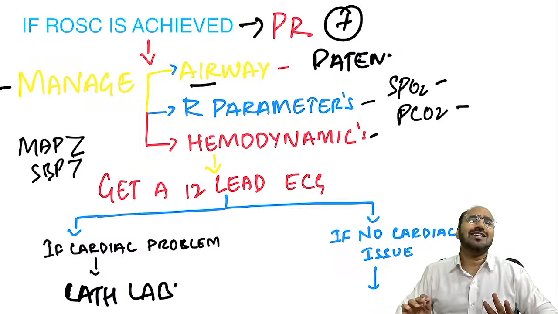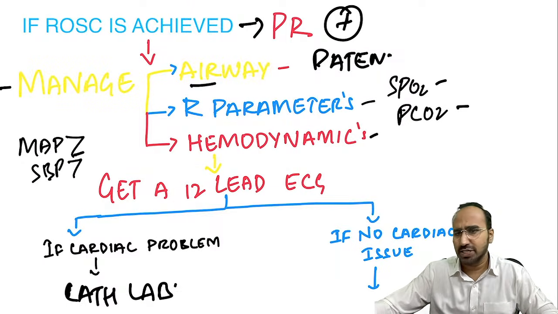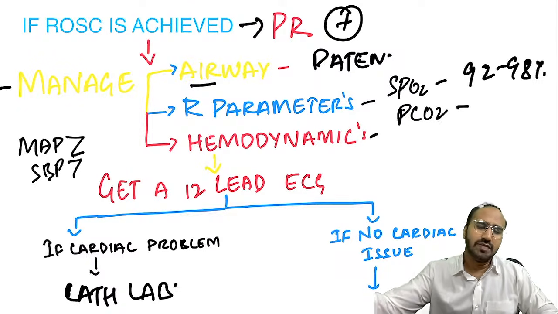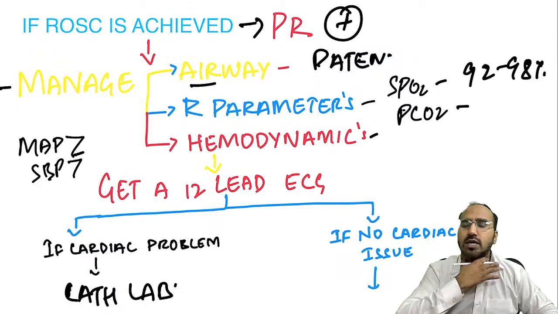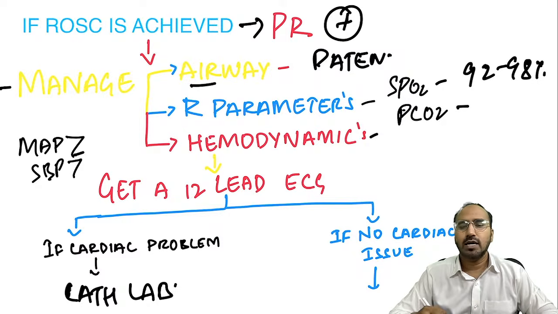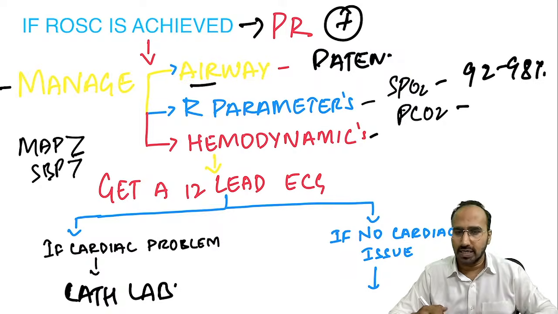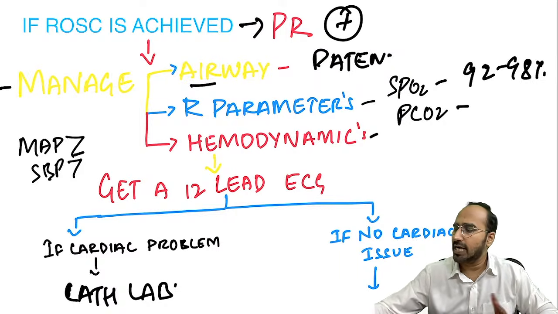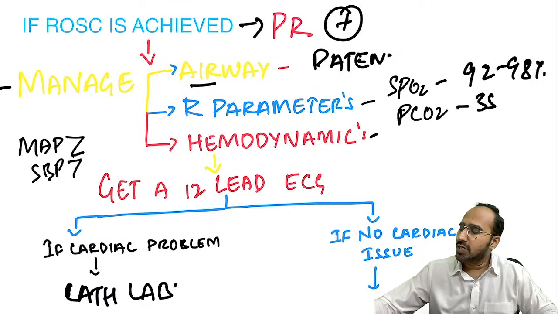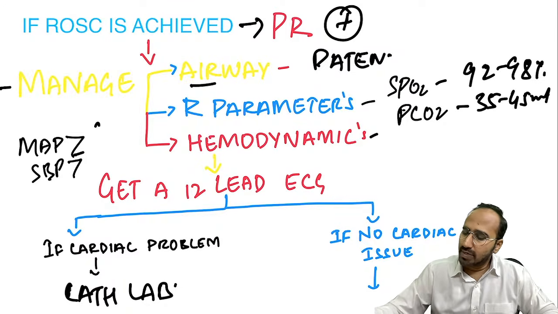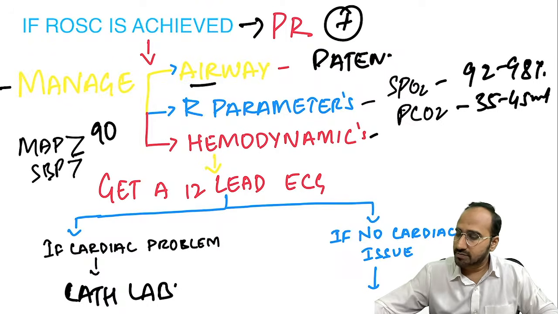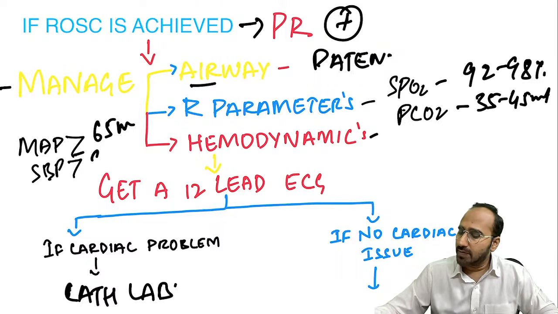What you need to do? You just have to maintain the airway of the patient, that is, maintain the saturation of the patient. Your aim should be a saturation of 92 to 98. If saturation is 100, no one will grab your collar and ask why it is 100. Minimum should be 92 to 98%. PCO2 should be 35 to 45 mm of Hg. MAP should be how much? Sorry, MAP should be more than 65. And systolic BP should be more than 90.